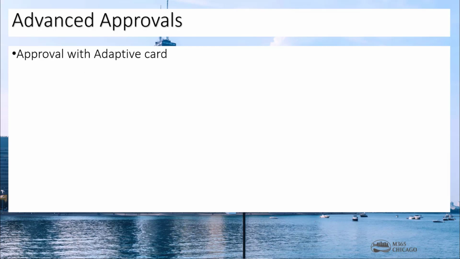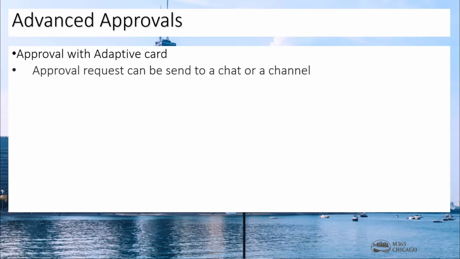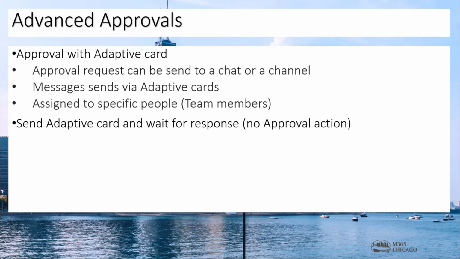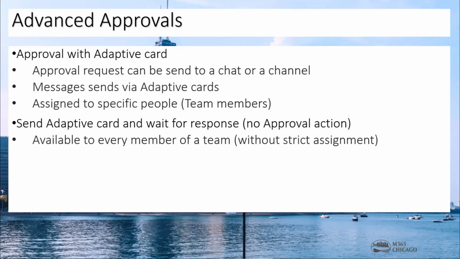And for very advanced approvals, you can use adaptive card action in Flow, or the second option is to send adaptive card and wait for response, but this time no approval action in this application in Teams. So it's a little bit limited, but you have more options to configure, to create formatting, etc., and to create custom response actions.